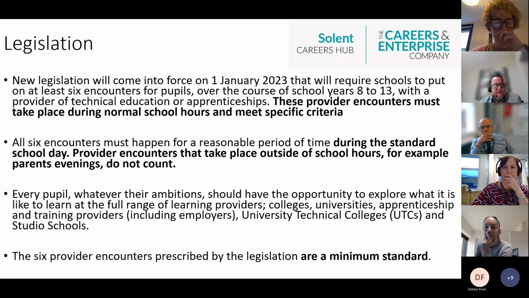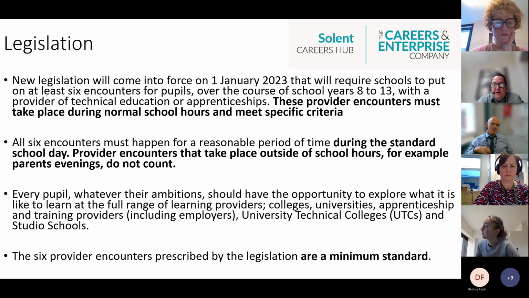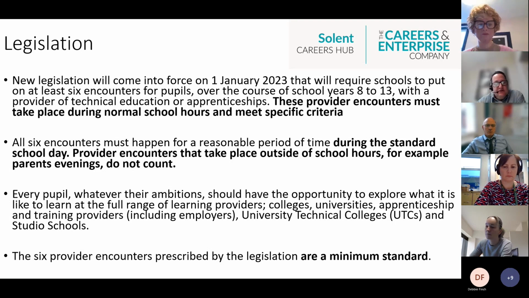So the legislation that's due to come into effect from the 1st of January is that all schools will need to put on at least 6 encounters for pupils over the course of school years 8 to 13 with a provider of technical education or apprenticeships. These provider encounters must take place during normal school hours and meet specific criteria. As we go through this presentation, you'll start seeing some of the changes that may need to be made against current procedures that you have with these encounters.